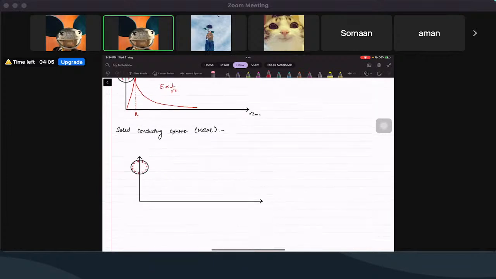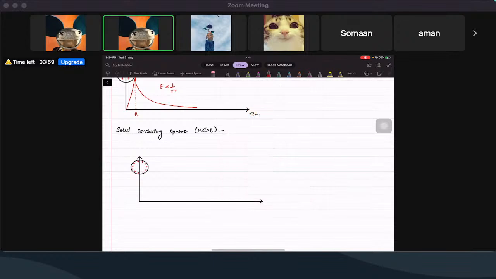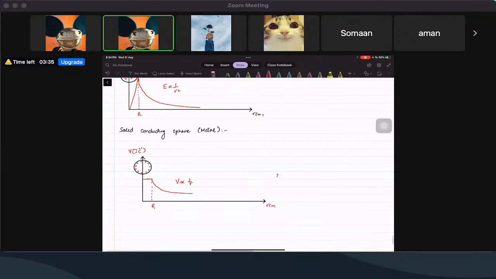When they gather at the end, you need to remember that the potential stays constant till the radius. So this is the radius. The potential stays constant, and then it decreases the same way as the potential does, because V is proportional to 1 upon R. So this is very, very important, because this will come a lot of times, okay?